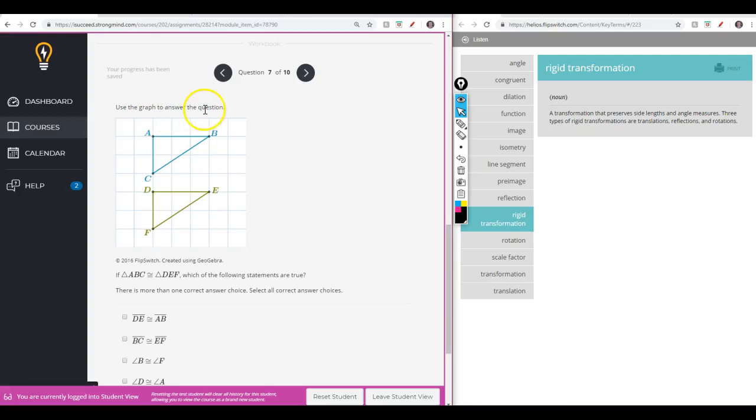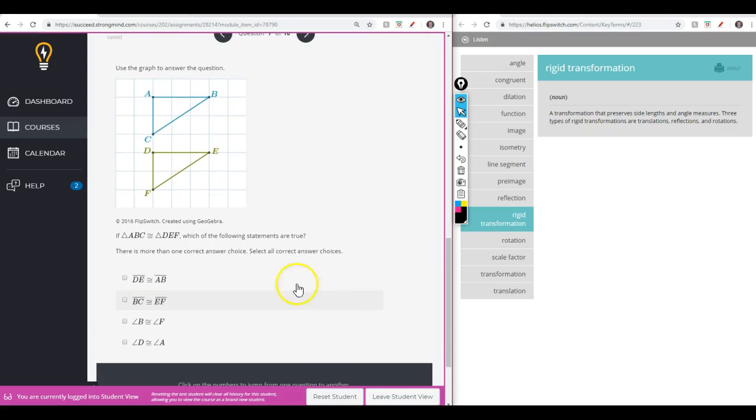Question 7. Use the graph to answer the question. If triangle ABC is congruent to triangle DEF, which of the following statements are true? There is more than one correct answer choice. Select all the correct answer choices. Okay, so they're giving us that these two triangles are congruent.